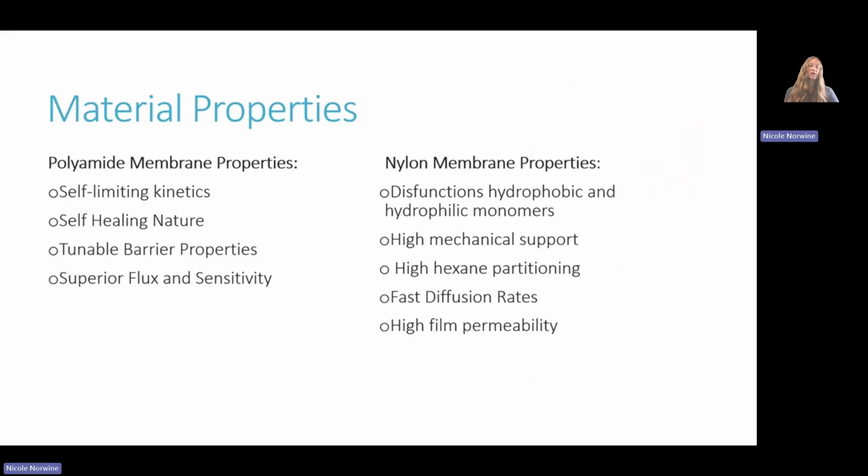Some material properties. In general, polymer membrane properties include self-limiting kinetics, self-healing nature, tunable barrier properties, superior flux and sensitivity. And for nylon membrane properties, as used in this experiment, they have difunctional hydrophobic and hydrophilic monomers that work together. They have higher mechanical support, high hexane partitioning, fast diffusion rates, and high film permeability.